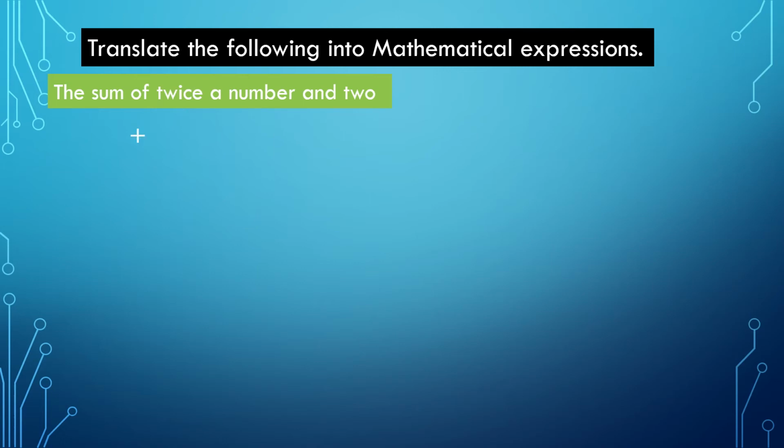So first, our operation is addition. What is twice a number? Twice a number means 2 times that number. Since it was not mentioned what the number is, we can represent it with any letter. So I have 2n. Twice a number, 2 times n. And then, and 2. Okay, so that is 2. So 2n plus 2. The sum of twice a number and 2. Okay?